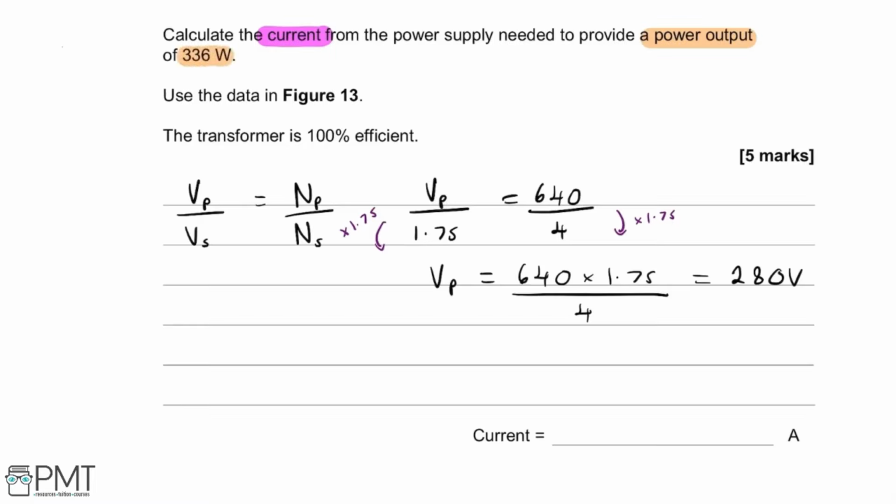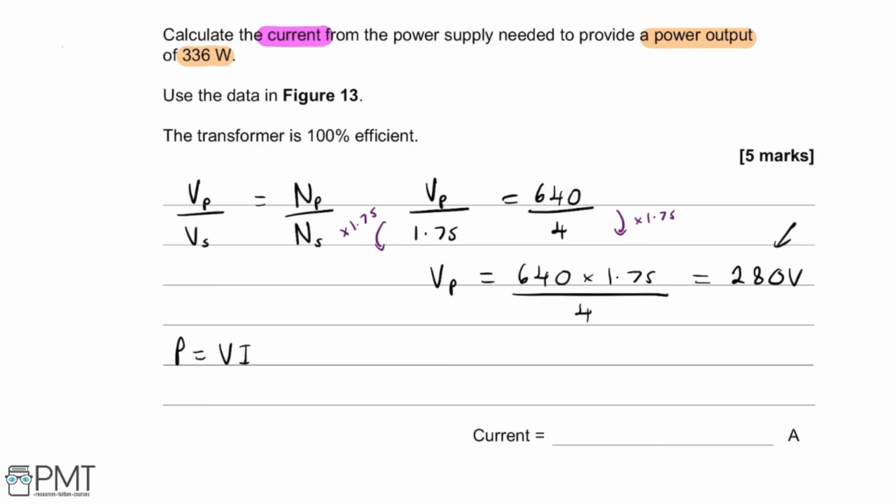And so if we're told about the power in the question, then we are looking for an equation that links power, current, and potential difference or voltage, because that's what we've just figured out for the primary coil. And we're looking for the current that will be put into the primary coil. So the current from the power supply is the current that they're putting into the primary coil. And that equation is power equals voltage multiplied by current, or potential difference multiplied by current. Again, this is an equation that you should know.